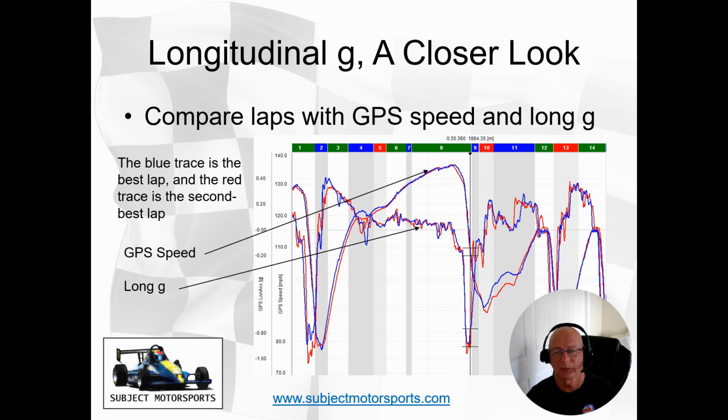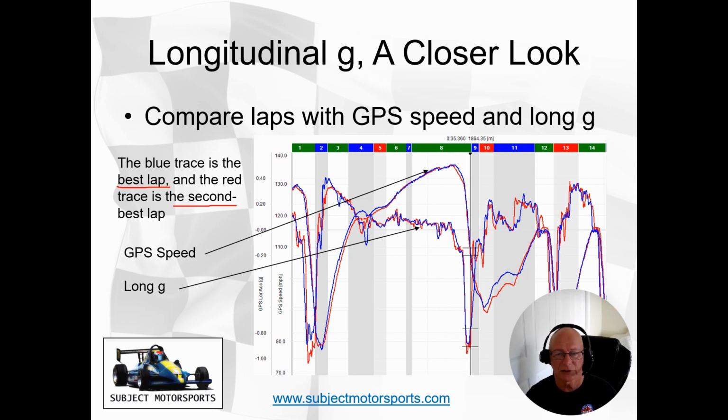Now I know this chart is very busy. GPS speed is here and long G is here. The blue trace in this case is the best lap. The red trace is the second best lap. So let's take a moment to look at both of those, and we're going to look at those in greater detail.